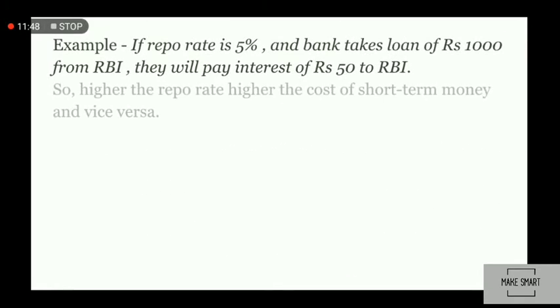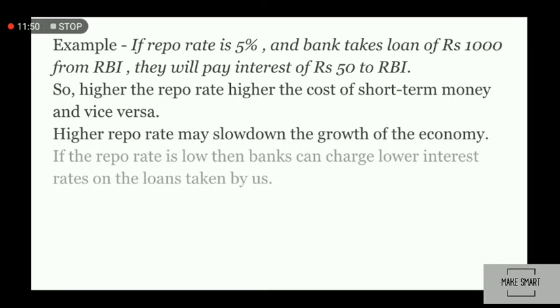For example, if the repo rate is 5% and the bank takes a loan of 1000 from the RBI, it will pay interest of 50 rupees to the RBI. So the higher the repo rate, the higher the cost of short-term money, and vice versa. A higher repo rate may slow down the growth of the economy. If the repo rate is low, then banks can charge a lower interest rate on the loans taken by us.